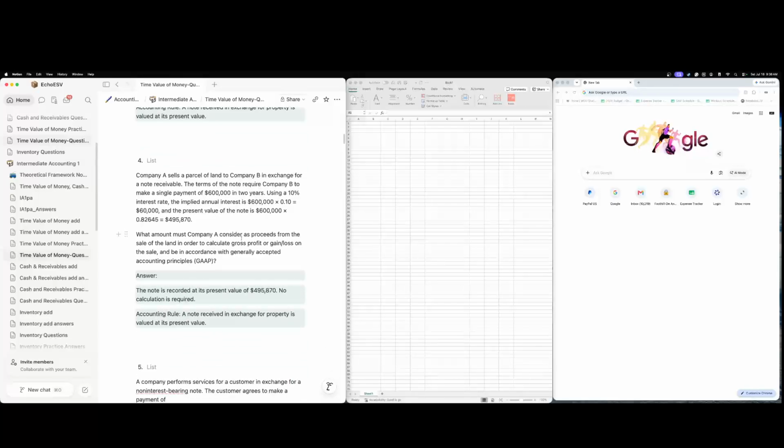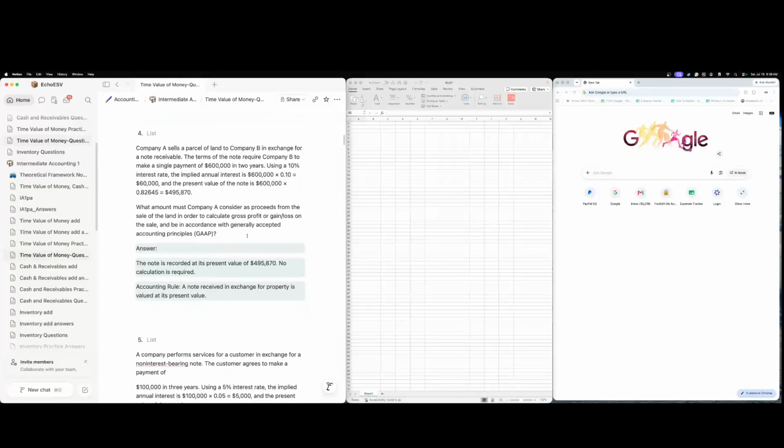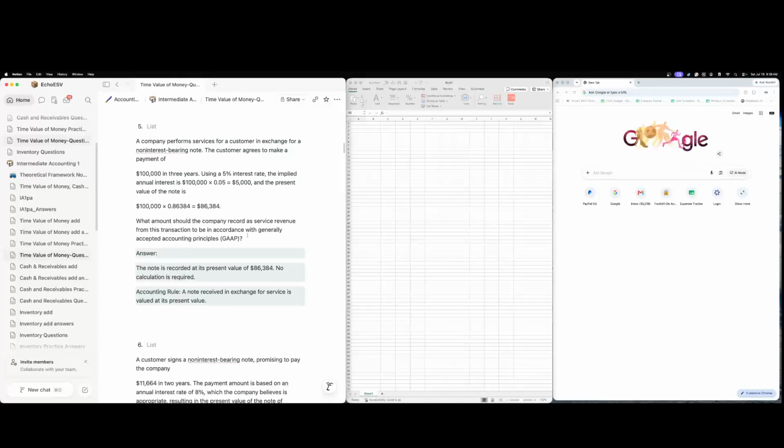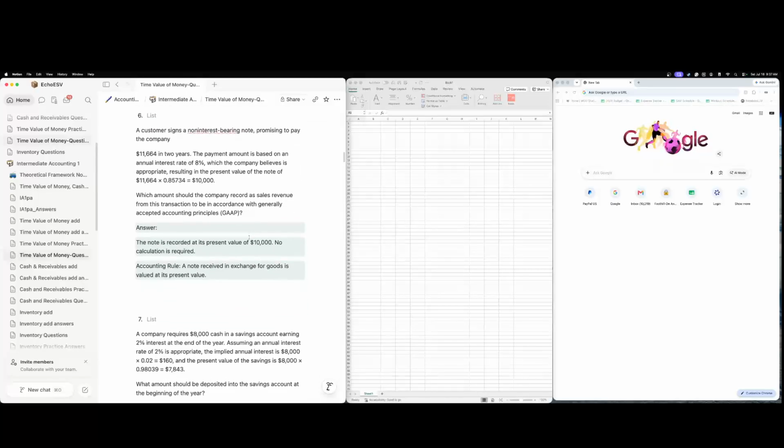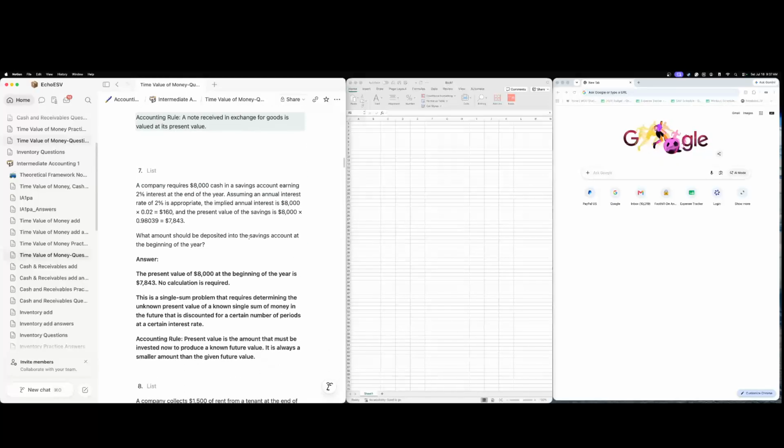Sells a parcel of land. The term of the note requires a single payment in 2 years. Present value is $495,870. Okay. Performs services for a customer in exchange for a non-interest bearing note, 3 years, the present value is $86,384. So that's going to be recorded at the present value. 2 years, so then it's going to be recorded at the present value of 10,000.